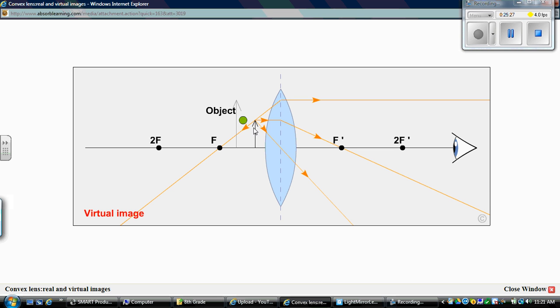Then you draw an incoming ray through the focal point. It comes out parallel. These two will intersect. They should have drawn the reflecting rays over here. You're going to see an upright but larger image. So a convex lens makes the same images as a concave mirror.